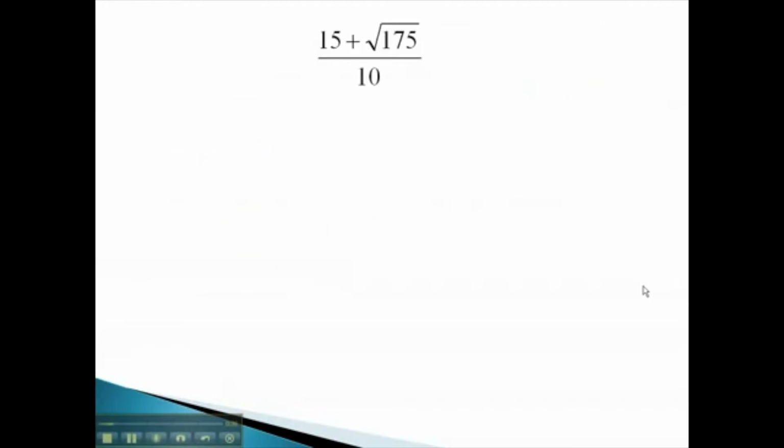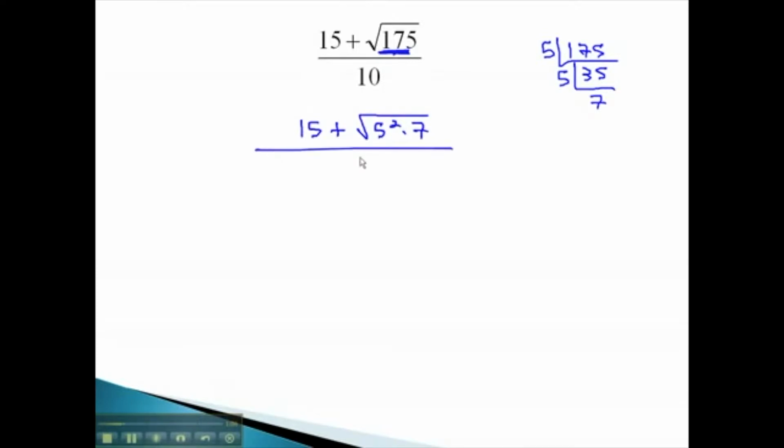Given the example, we've got the square root of 175. We're going to simplify that radical first by finding the prime factorization of 175. It ends in a 5, so we know it's divisible by 5, 35 times, which is also divisible by 5, 7 times. Now the expression is 15 plus the square root of 5 squared times 7, all over 10.